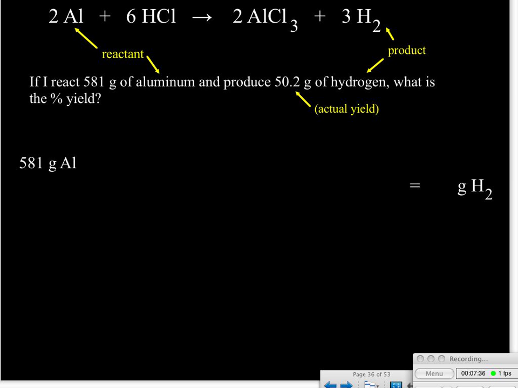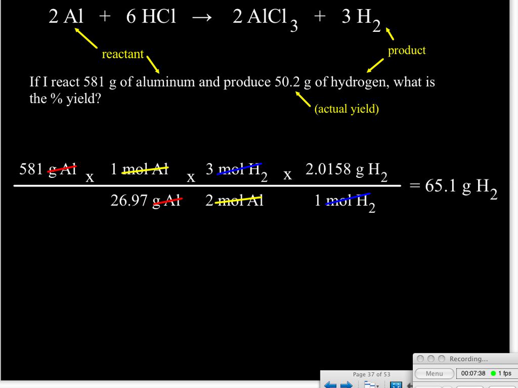Again, if you're not familiar with how to do this, go look at stoichiometry part 2. I'm not going to work this out in detail. I'm just going to give you the final answer here. It says when you react 581 grams of aluminum, according to the theory, I'm supposed to get 65.1 grams of hydrogen. This is our theoretical yield.